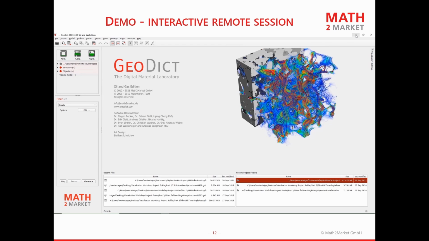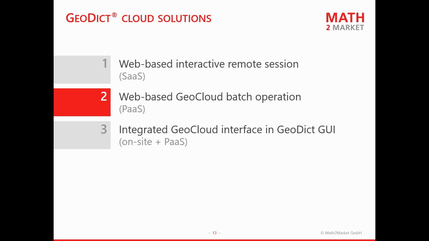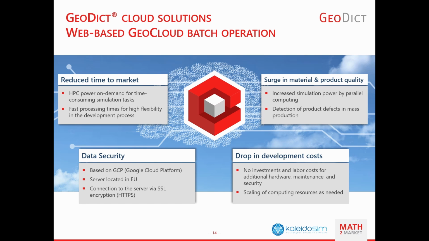And that's basically it. Next, I want to talk about the GeoCloud batch operation interface, which is also web-based, but in contrast to the previous solution, here you do not interact with the remote Geodict instance directly, but instead you submit bundled computation jobs for the GeoCloud to execute on some Geodict instance and return the results to you. This option has many of the advantages of the previous solution, but one of the differences is that it requires a basic understanding of GeoPython scripting, as you will see.